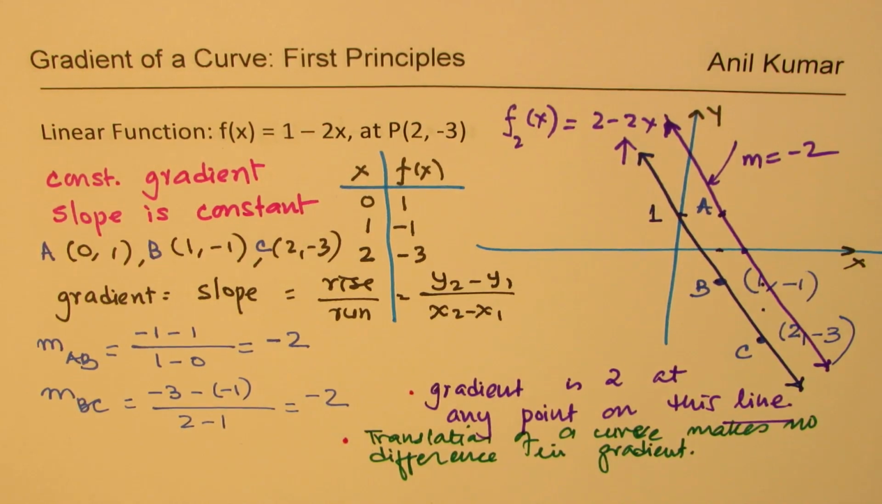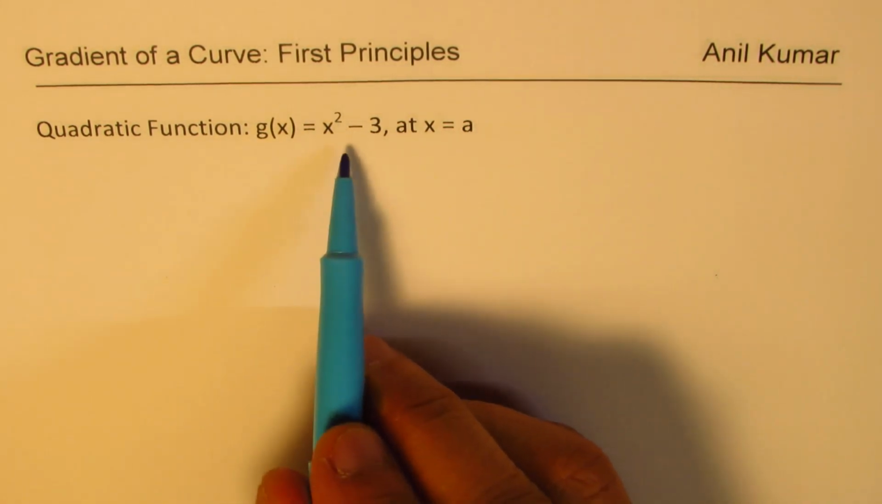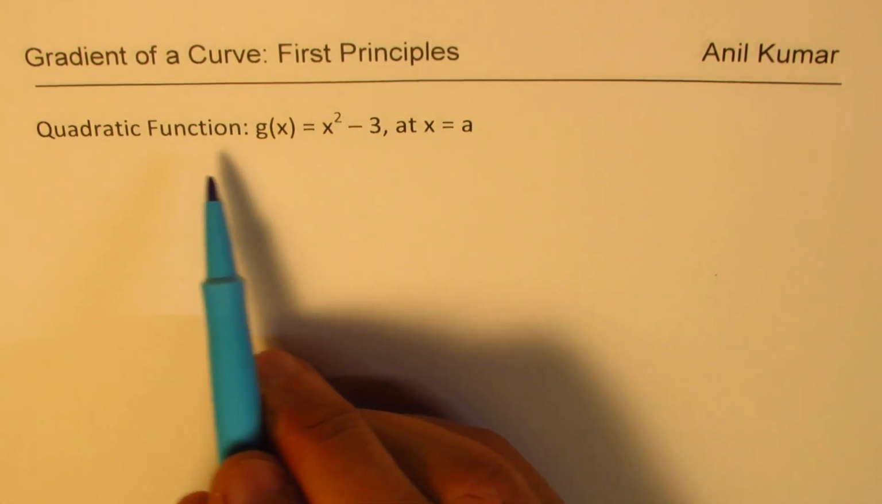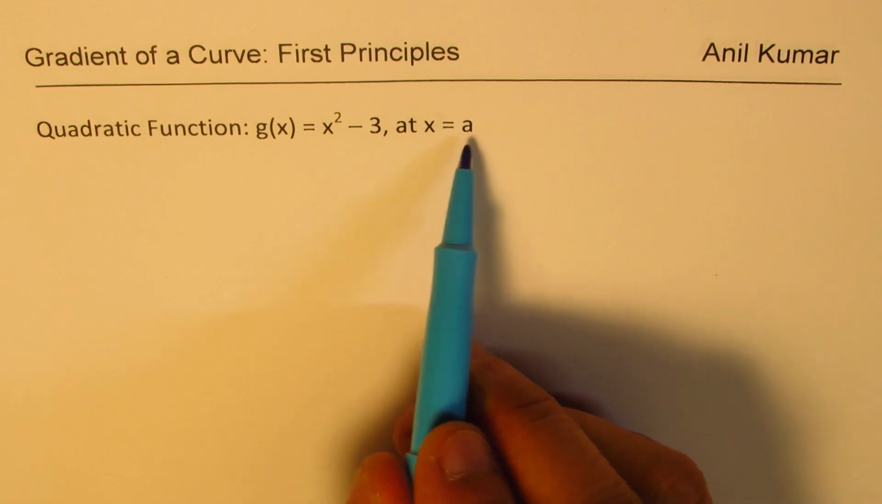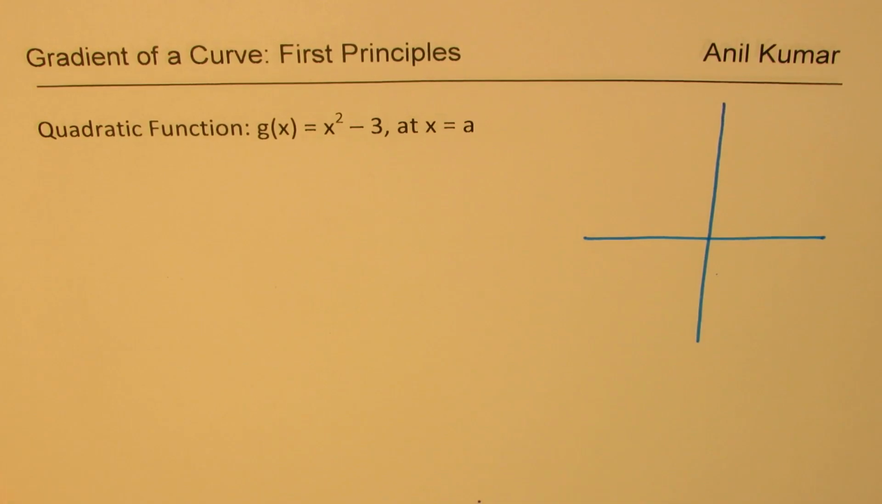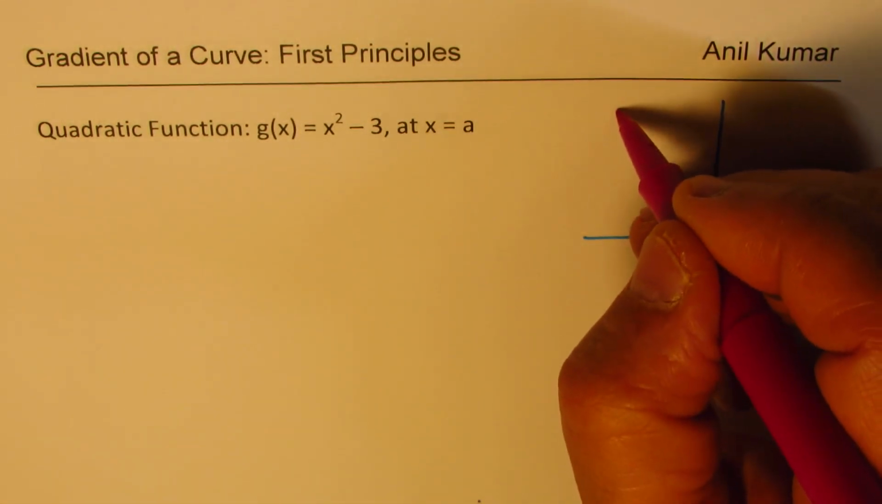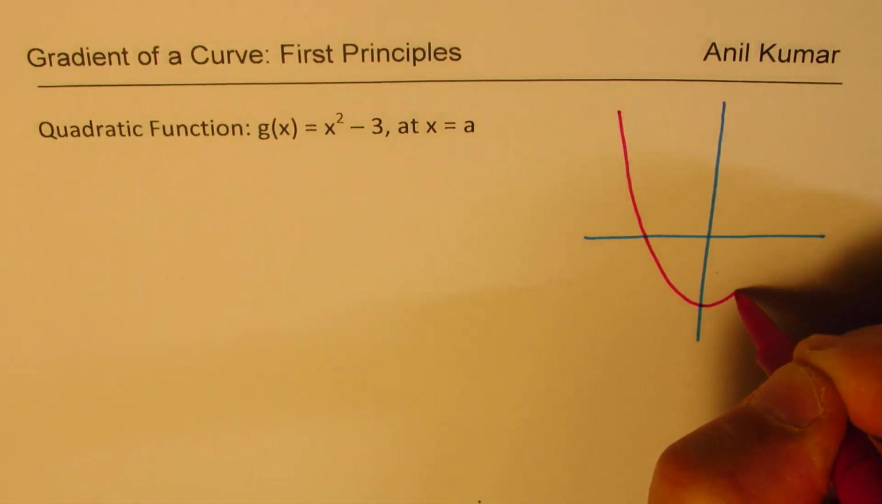So I hope you're getting the concept. So we have very simple examples, but a lot of concepts built in them. So now let's move on to quadratic functions. Okay. So now we'll consider a quadratic function. I have taken g of x as x squared minus 3, and we'll try to figure out what is the gradient at a point x equals a. So let me sketch this function here. Drawings help, right? So the function minus 3 means x squared moved 3 units down, right? So we'll just draw a graph here which has moved 3 units down.